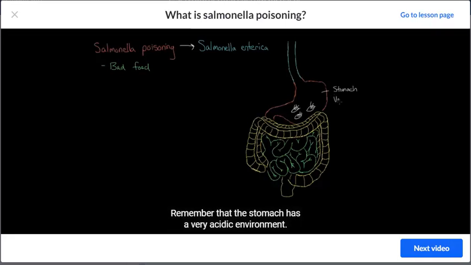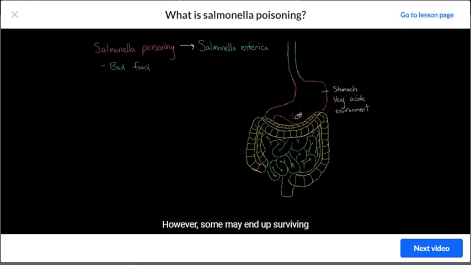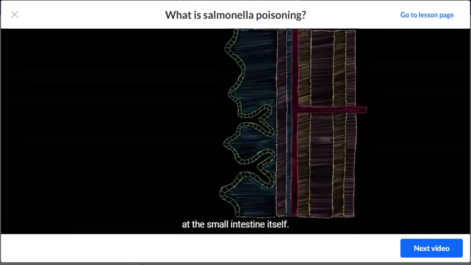Remember that the stomach has a very acidic environment. As a result, most of the bacteria will die off. However, some may end up surviving and make their way into the small intestine. So why don't we look a little bit more closely at the small intestine itself.